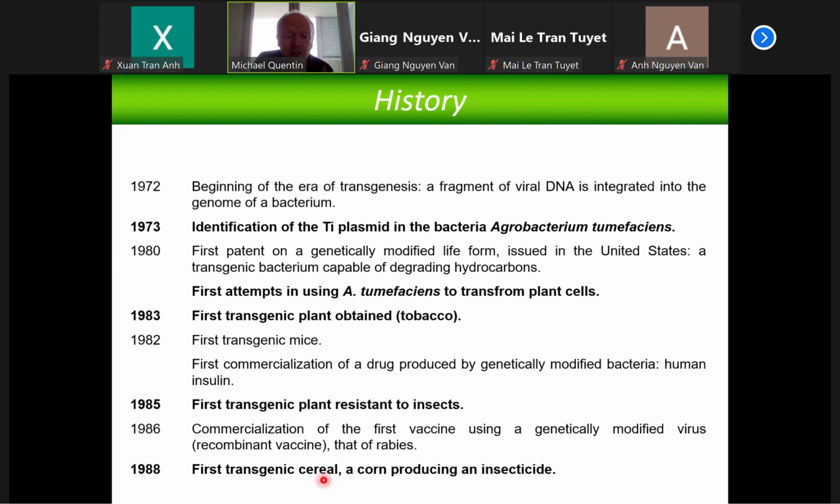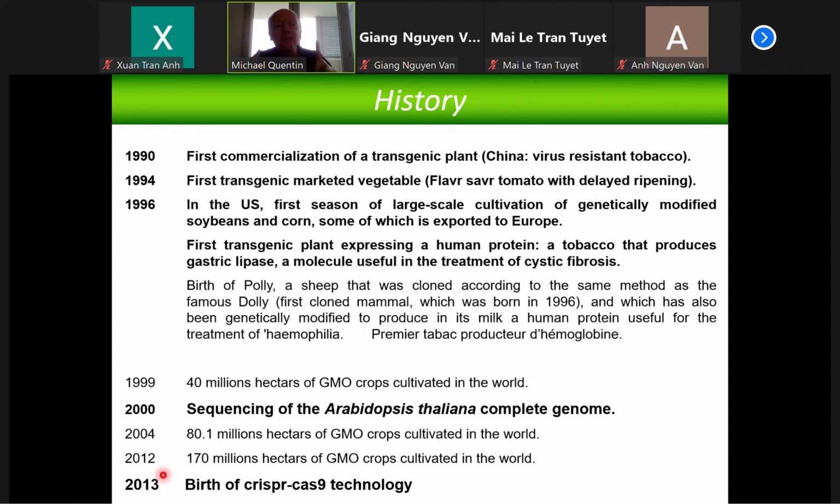The first transgenic cereal plant, a corn producing an herbicide, was engineered in 1988. So it's not a long time ago, and it's only 30 years ago that a transgenic plant was first commercialized. It was in China, and it was a tobacco plant, which was resistant to virus. So you see that it's only 30 years ago that the first transgenic plant was commercialized. It's something which is very, very recent.